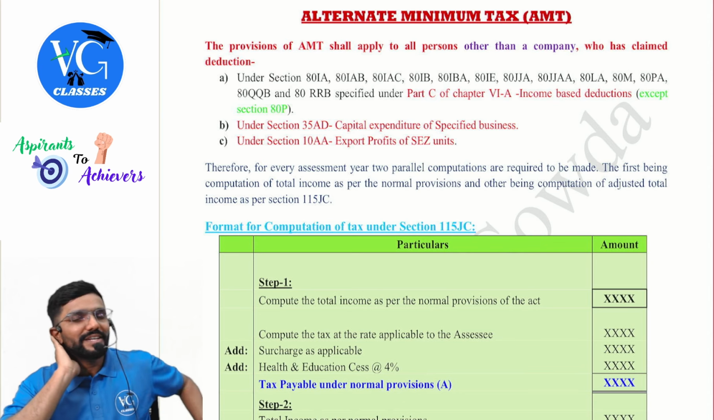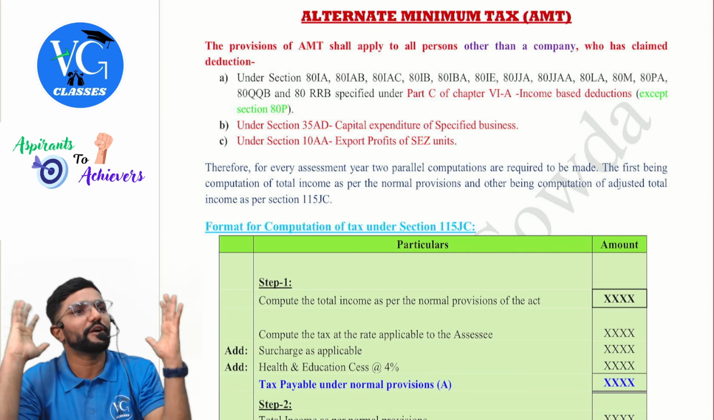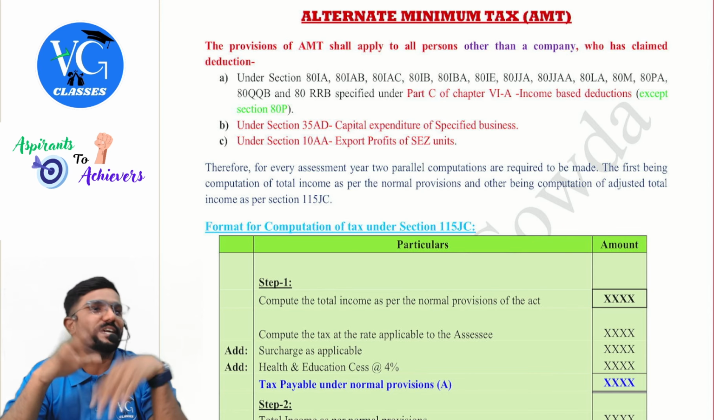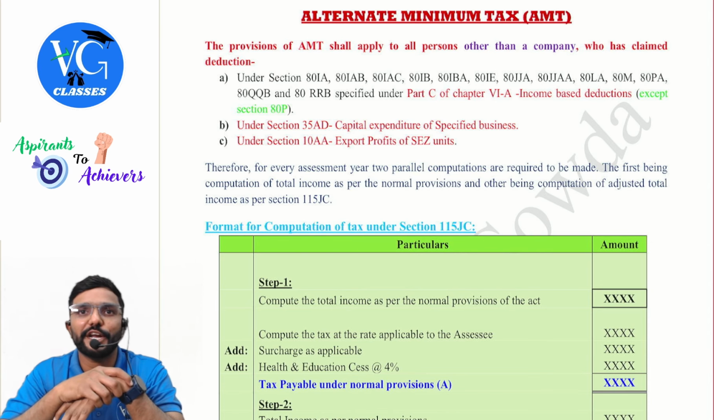Now, sir, in the past, I was following optional regime. I had an AMT credit of 10 lakh. Can I carry forward and adjust it? No, forget it. Once you come under default regime, forget about AMT credits.